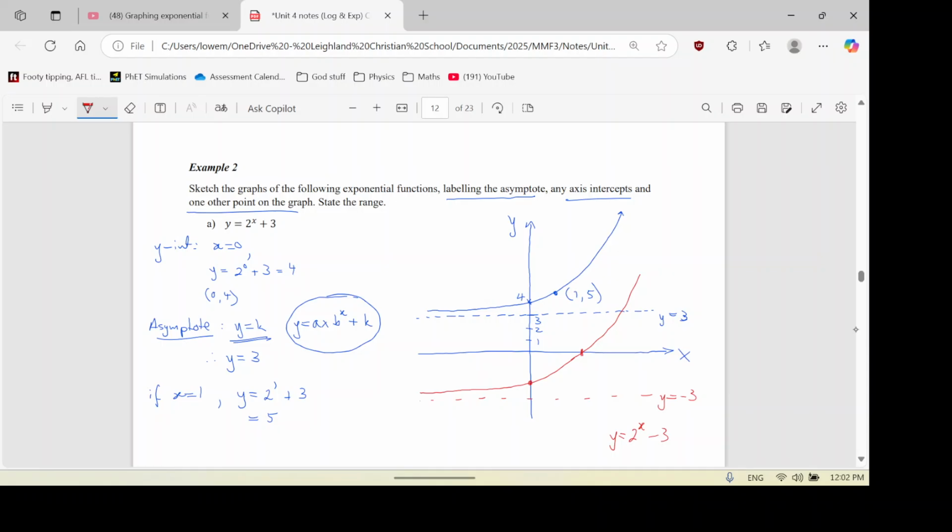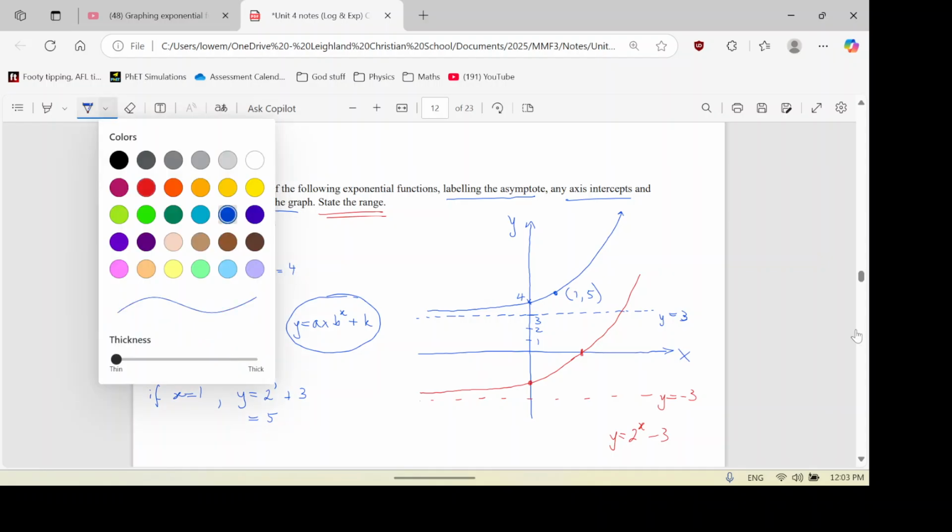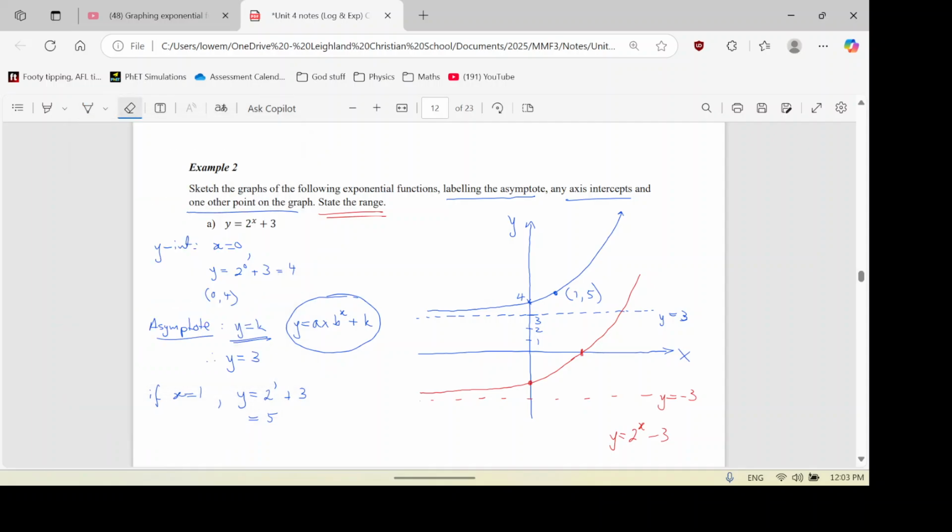Okay. So that's really it. I suppose the only other thing here is to state the range. Remember, the range, of course, is your set of y values that is on your graph. So I'm just going to get rid of this here. And so our range is our y values belonging to the set of values.